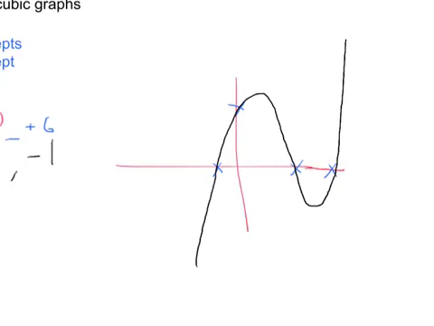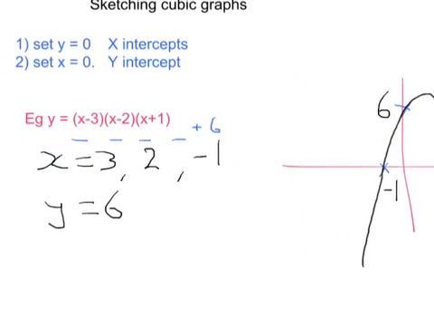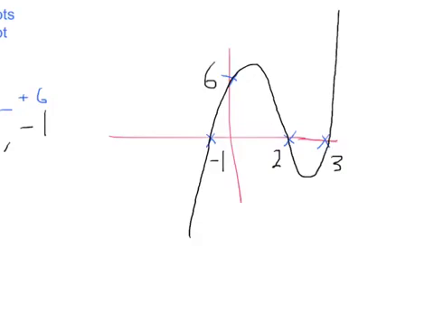There we go, let's start again. Okay, so we can have, this is going to be 6, this is -1, my other x-intercepts were 2 and 3. I think that's right, let's just go back and check. Yep, 3, 2, -1 on the x-axis, and then that value of 6 through the y-intercept. And that's a cubic graph now sketched.